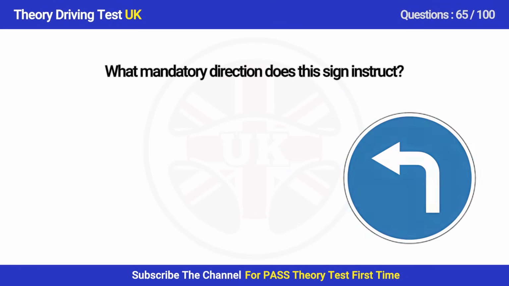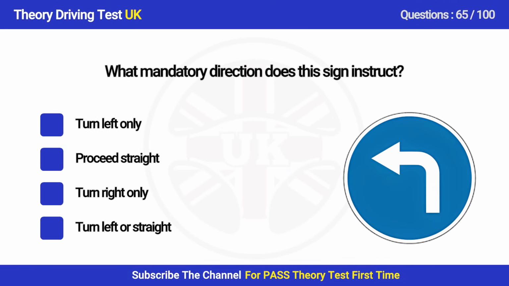Question 65. What mandatory direction does this sign instruct? A. Turn left only. B. Proceed straight. C. Turn right only. D. Turn left or straight.